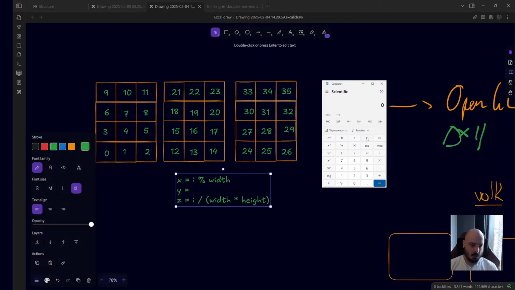Okay, so dividing by the width gives us the height. But it could be divided by 34 mod 3. Huh, interesting.